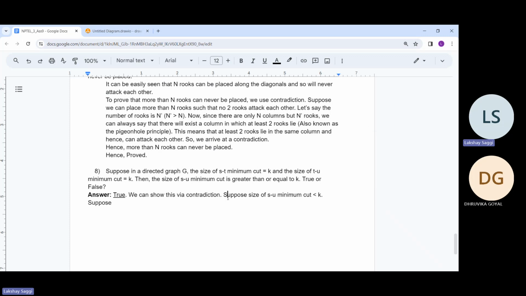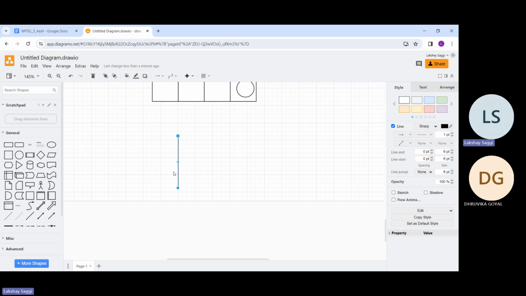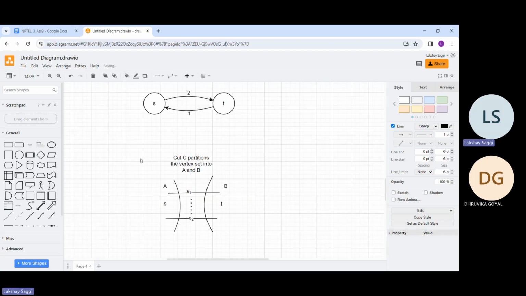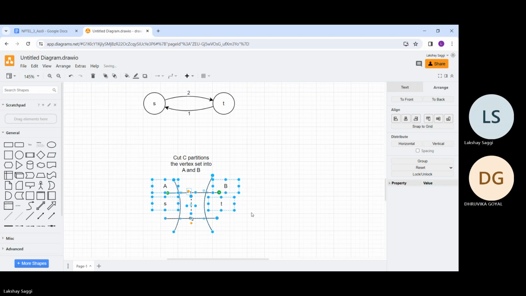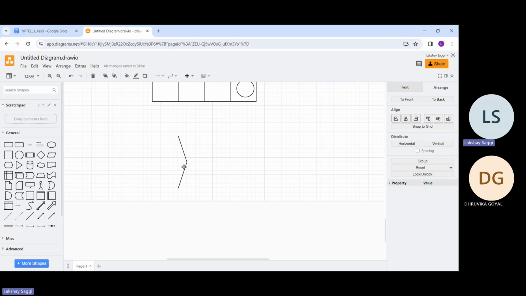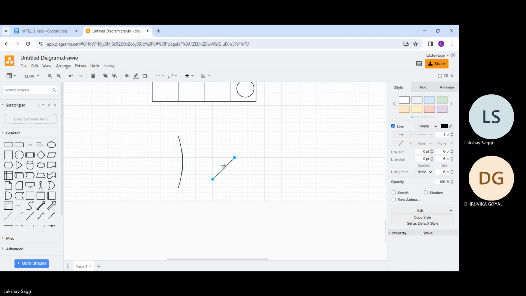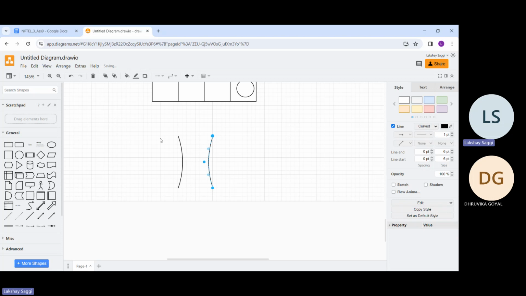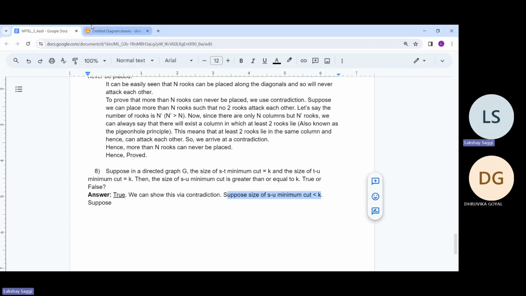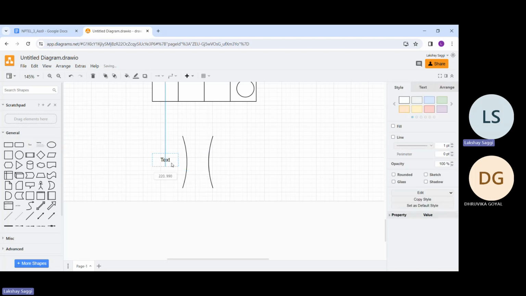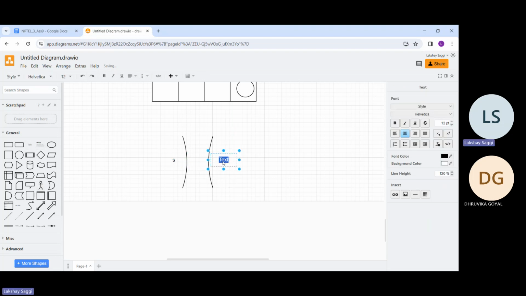So let's just consider this SU minimum cut, which has size less than K. Okay, maybe I should just copy this diagram. What I'm drawing are actually the sets of vertices which are being bipartitioned. So the partitioning of vertex sets I'm drawing via these. These are just the cuts, and we are given that the SU minimum cut has size less than K, right? So now I'm just taking that cut, which has size less than K, where S lies on this side and U lies on this side.